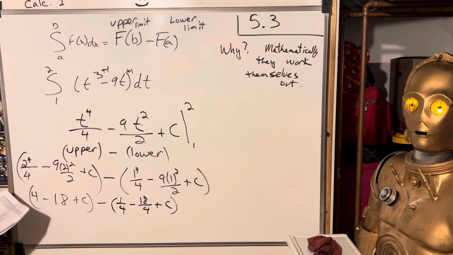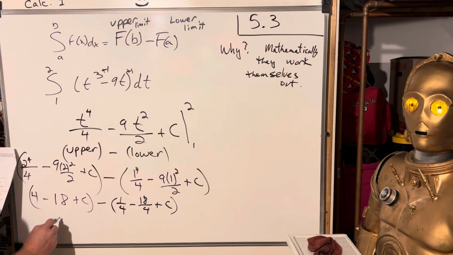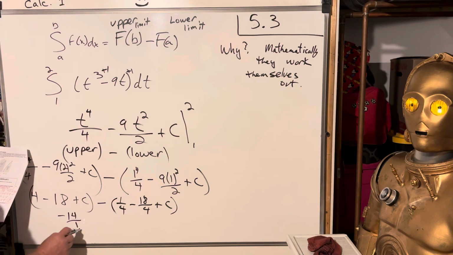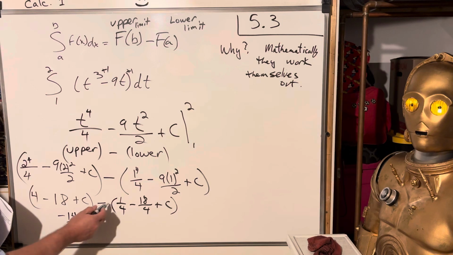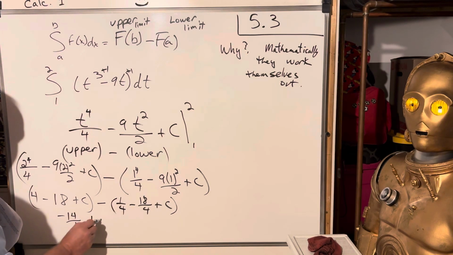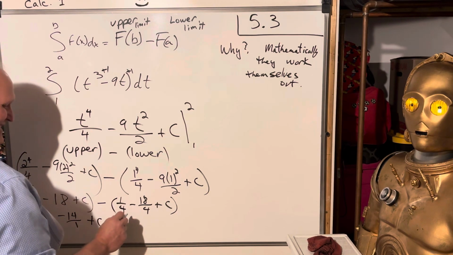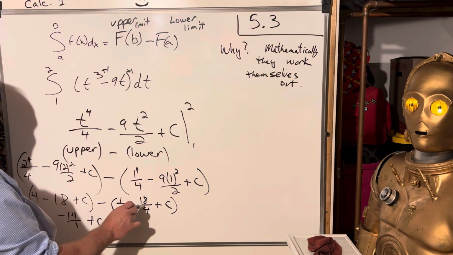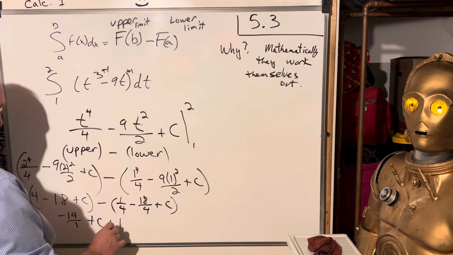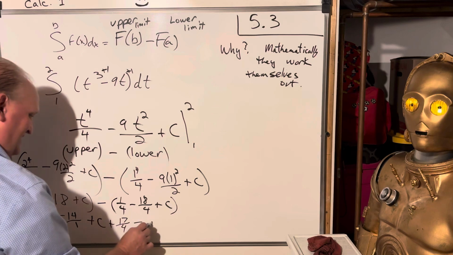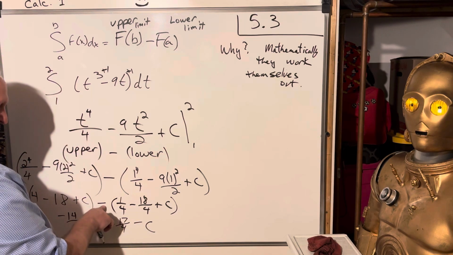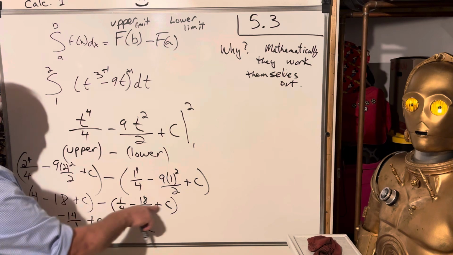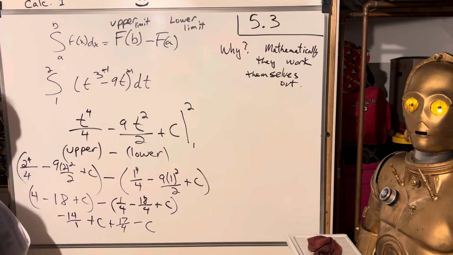What are we doing here? We got negative 14 over 1, minus 17 fourths, plus c, minus, sorry, minus 17 fourths, but then plus 17 fourths, minus c. So we did the distributive. I combined those two, got 17 fourths, and then the negative is a positive, and the negative on the c. So the c's cancel off.